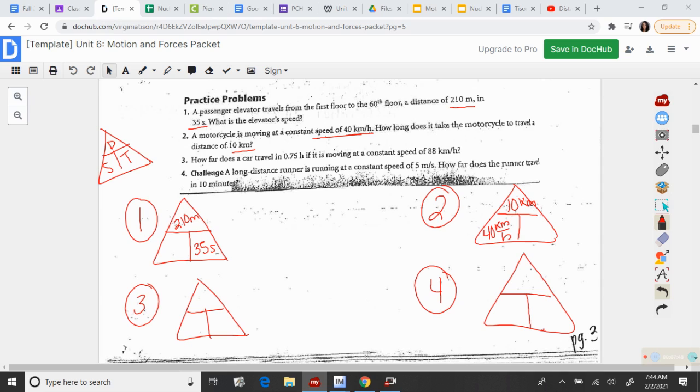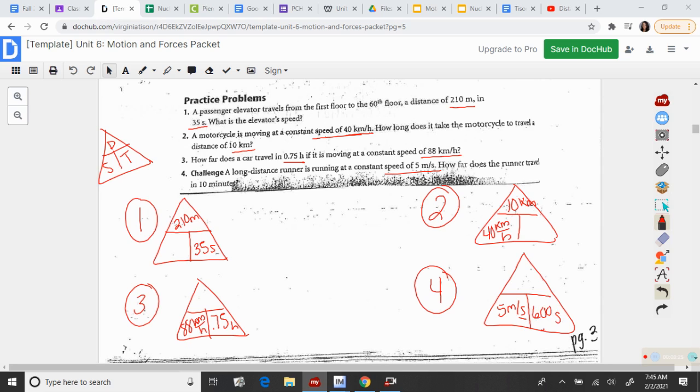Okay, 3: how far does a car travel in 0.75 hours? Hours is my time, so I'm going to write 0.75 hours. And a constant speed of 88 kilometers per hour, so I'm going to write 88 kilometers per hour. And then lastly, number 4: a runner is running at a constant speed of 5 meters per second. How far does he travel in 10 minutes? Now this is in seconds. So if we want 10 minutes, we need to do 10 times 60 seconds to get 600 seconds.